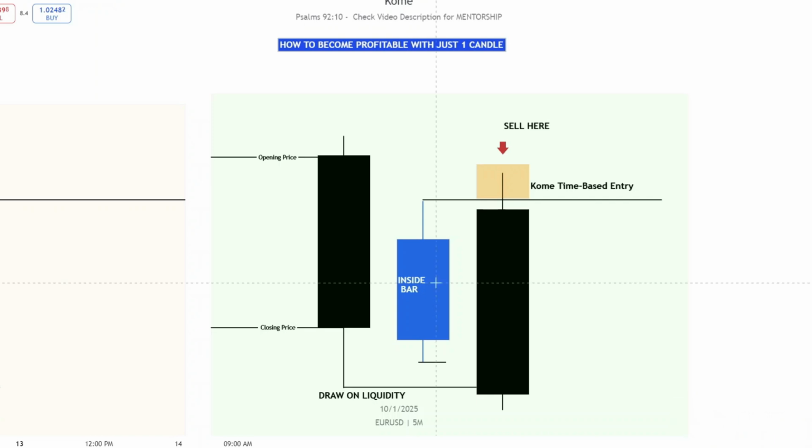These are the days where price resets, where the market maker resets the charts. Now, for those of you who don't understand what I mean, watch my previous video before this one where I talked about the weekly template. So Monday, Tuesday, Wednesday, Thursday, Friday. These are the weekly templates. In case you don't understand what I'm saying, check that video after you are done watching this one.